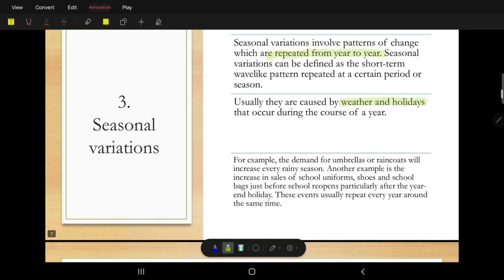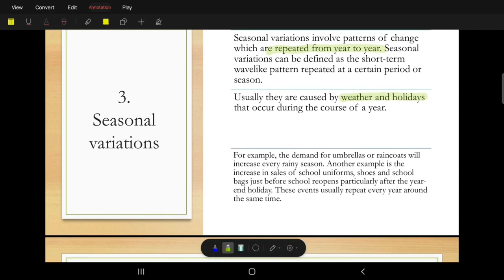Look at example. The demand for umbrella and raincoats will increase every rainy season. Maksudnya kalau setiap musim hujan berlaku, jualan payung ataupun baju hujan mesti meningkat. Another example is the increase in sales of school uniforms, shoes and school bags just before school reopens, particularly after the year-end holiday. Ini pun setiap tahun berlaku.